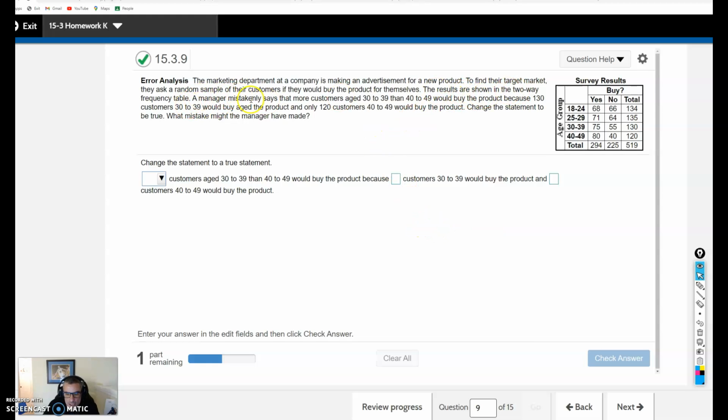The result: a manager mistakenly says that more customers age 30 to 39 than 40 to 49 would buy the product because 130 customers would buy the product and only 120 customers, 40 to 49, would buy the product. So we're concerned with these two rows right here. Change the statement to be true. What mistake might the manager have made?